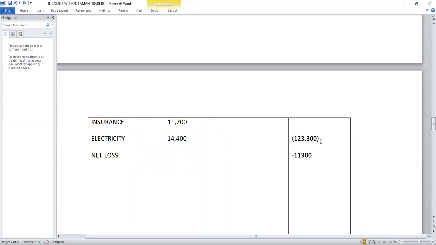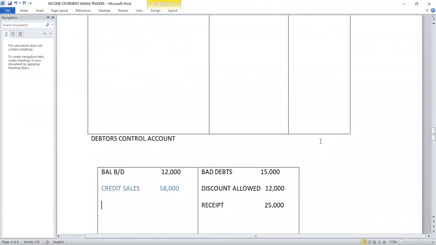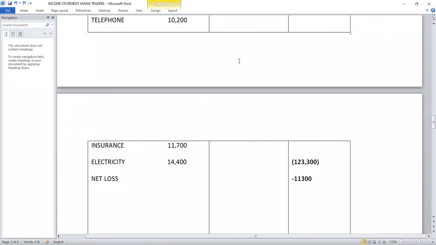But if you compare this with our 112,000 of total income, we are going to have a net loss of 11,300. Guys, that was all about this class for incomplete records, where you need to work out the purchases and the sales and those incomes that were there.